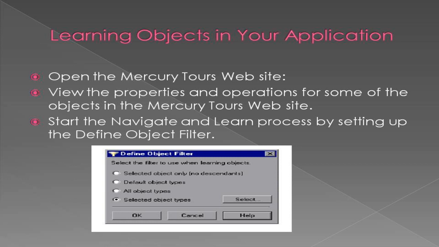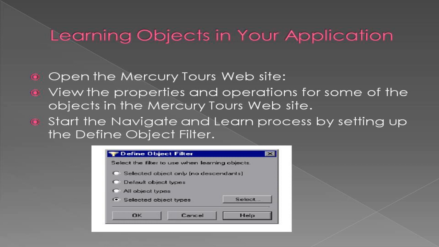In the Navigate and Learn toolbar, click the Define Object Filter button. The Define Object Filter dialog box opens. In the Define Object Filter dialog box, select the Selected Object Types radio button and click Select. The Select Object Types dialog box opens. Click the Clear All button to clear all of the checkboxes. Then select the Edit and Image checkboxes and click OK.